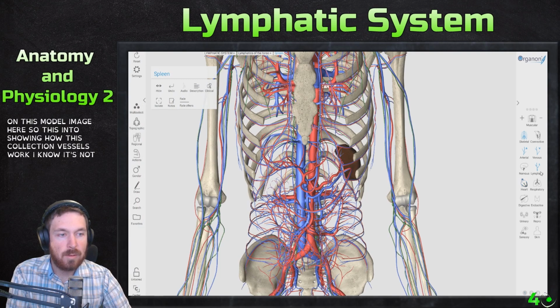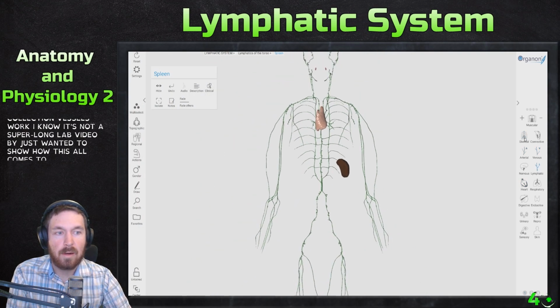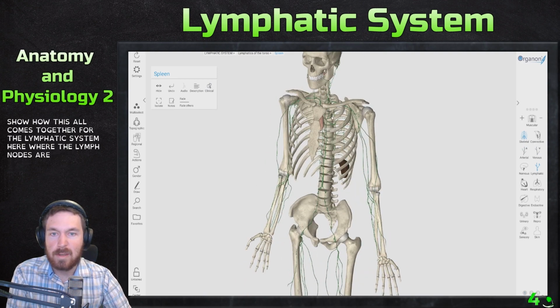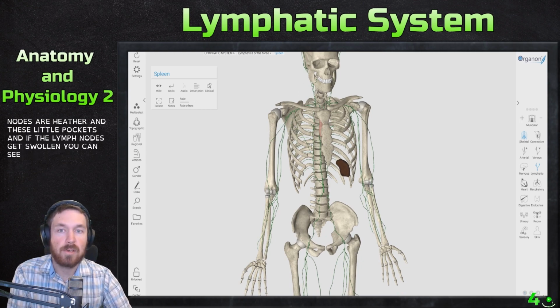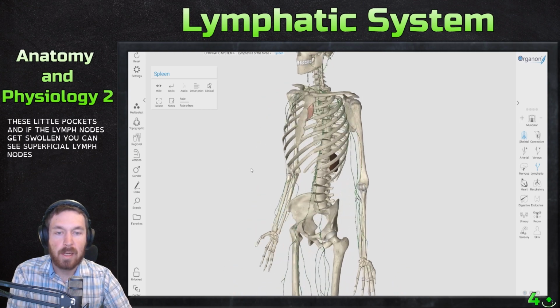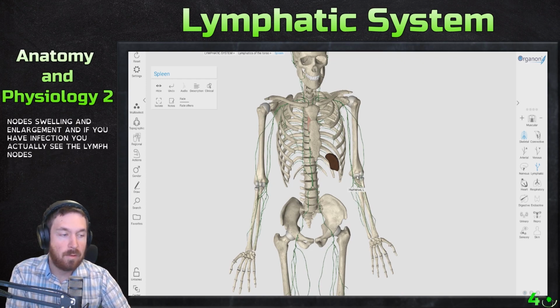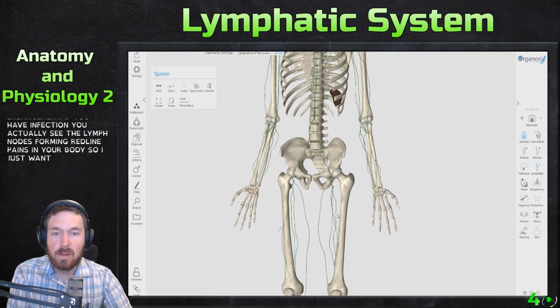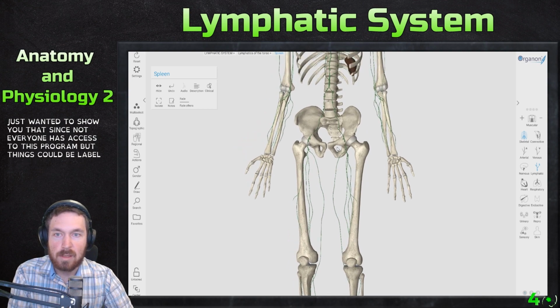I know it's not a super long lab video, but I just wanted to show how this all comes together for the lymphatic system here, where the lymph nodes are, how they're in these little pockets. And if the lymph nodes get swollen, you can see superficial lymph nodes swelling and enlargement. And if you have infection, you can actually see the lymph nodes forming red lines in your body. So I just wanted to show you that, since not everyone has access to this program, but things could be labeled on this for the practical.